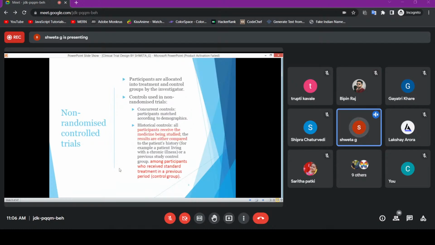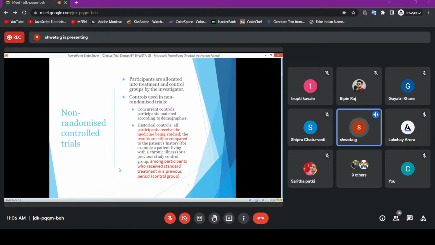In non-randomized control trials, participants are allocated into treatment and control groups by the investigator. We discussed earlier that in non-randomization, it's the investigator who decides which group, the treatment group or the control group, will take the medication. It's not randomly assigned.